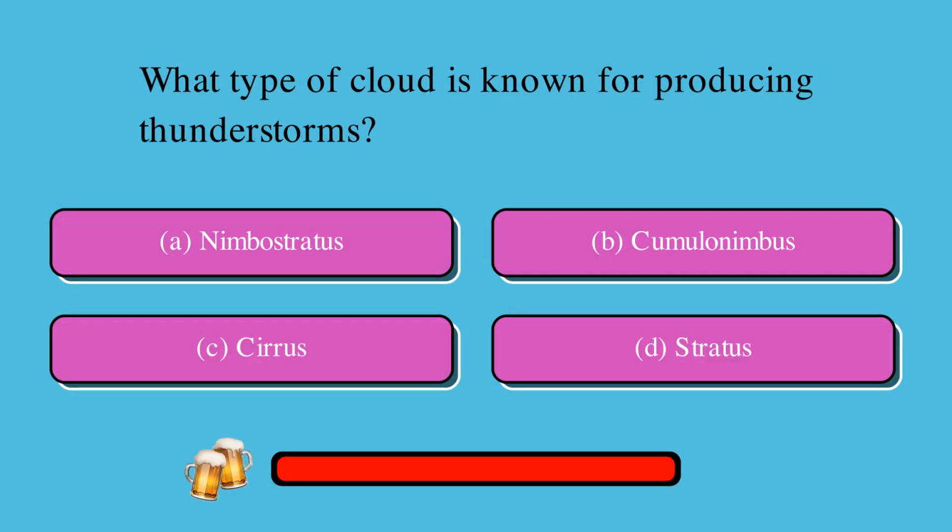What type of cloud is known for producing thunderstorms? Is it A, nimbostratus, B, cumulonimbus, C, cirrus, or D, stratus? The correct answer is B, cumulonimbus.